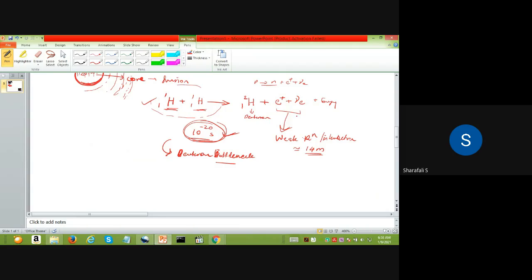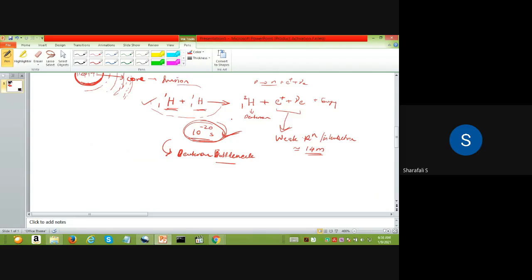But when you consider this side, we have this beta decay process, and that will happen over an interval of time, that is, in minutes. So we have to make this reaction within the time frame of 10 raised to minus 20 seconds, or in that range. Then only can that fusion reaction be possible. This kind of reaction is called the deuteron bottleneck. Still, it is possible.